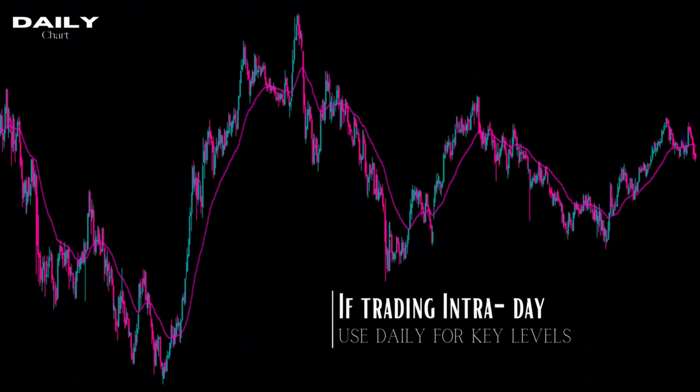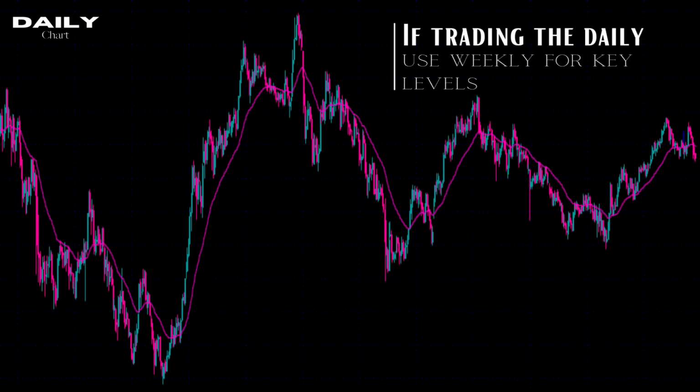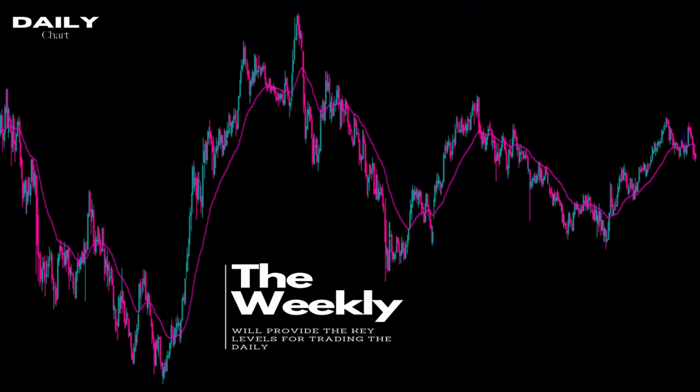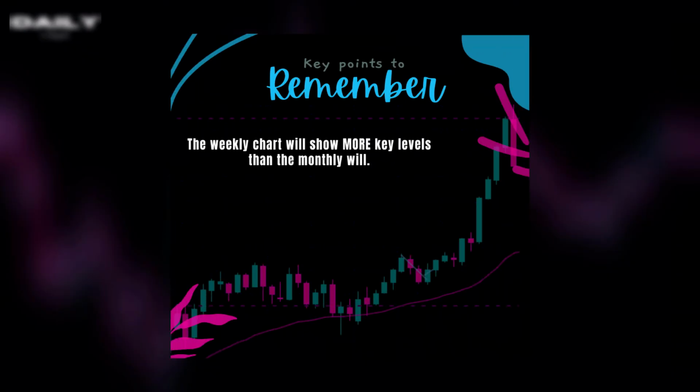For those of you who want to trade off of the daily chart, simply plot your support and resistance onto the weekly or even monthly charts and then zoom back into the daily. This will give you only the key trading levels needed in order to trade this setup on the daily charts. The weekly chart will provide you with more key trading levels than the monthly chart would.